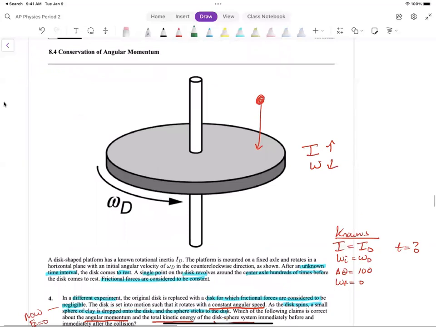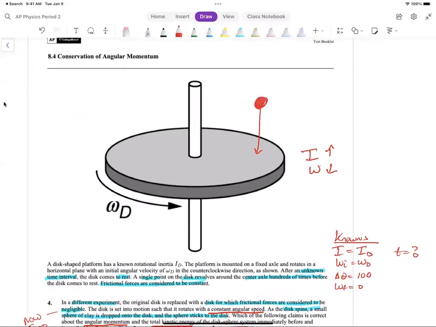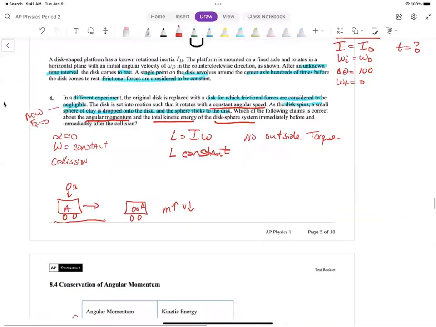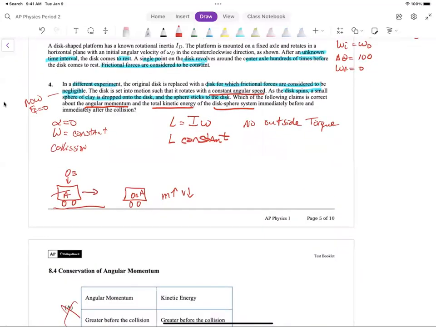Number 4, I have a situation where I have a disk. It's rotating at a constant angular speed omega subscript d. This disk has a piece of clay that's going to come down out of the sky and hit and stick on the disk. This is analogous to a cart traveling at some speed, and then a mass falls into it. And now I have 2 masses inside the cart. Mass goes up, velocity has to go down. If we assume no frictional forces are involved, then momentum is constant.